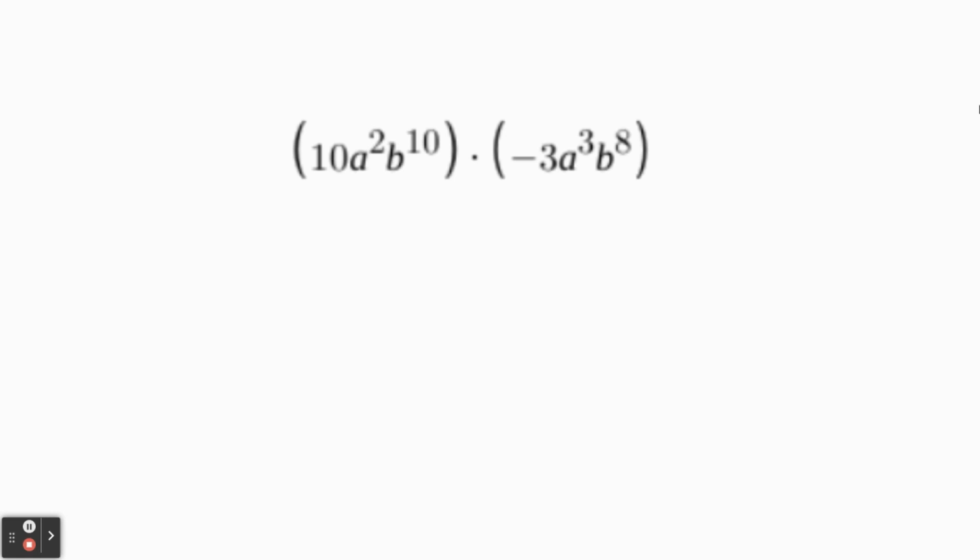We have 10 times a squared times b to the 10th, all of that in parentheses, times the quantity negative 3a cubed b to the 8th. So we're going to talk about how to do this. There are a few things that we need to know. We're not going to talk about all of the things that you need to know how to do, but we'll at least cover some of them.